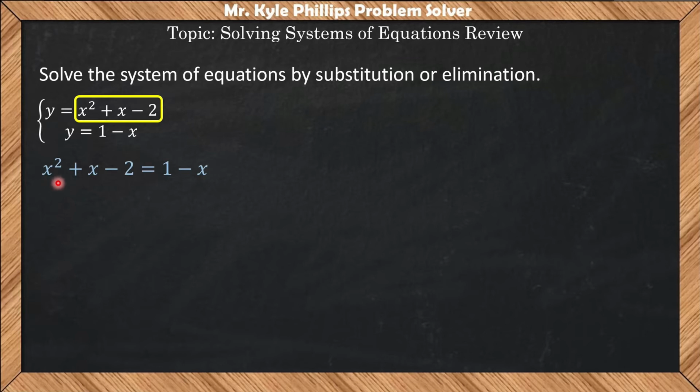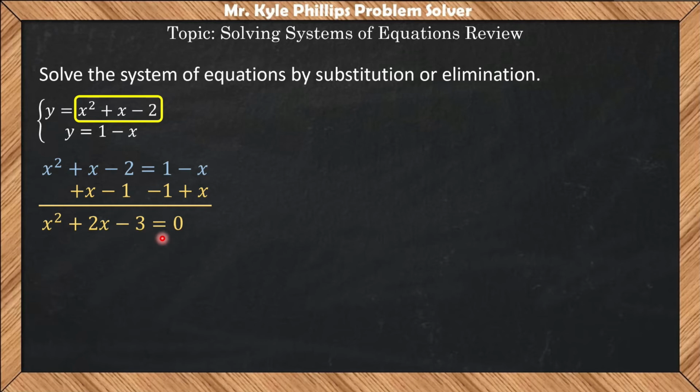So again, this is a quadratic, and the way we solve quadratics is by setting the quadratic equation equal to 0. So I'll need to move this 1 and this x to the left-hand side. So I'll do the opposite of what they're doing. So here I'm going to have x squared plus 2x minus 3. So with quadratics, you always want to try to factor first. That's normally the fastest way to solve.